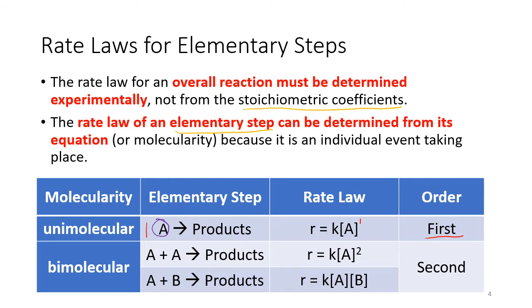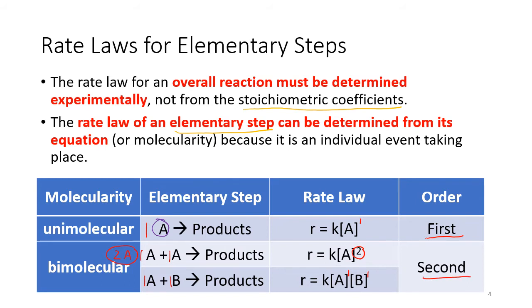If we have a bimolecular reaction, we could have one of two things. We could have 2 moles of A coming together. In this case, the rate law would be R equals K times the concentration of A, squared, because essentially this is really 2A. That would be one way to have a second order reaction for our step. The other way would be to have 1 mole of A coming together with 1 mole of B, and our rate law would be R equals K times the concentration of A times the concentration of B, both raised to the first order, where the overall reaction is second order.